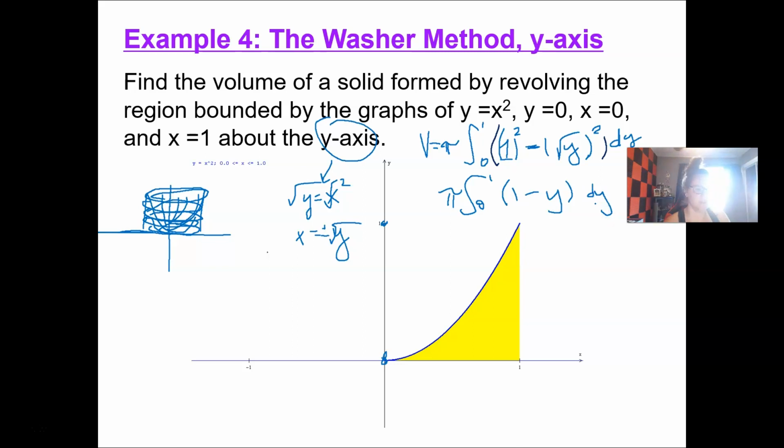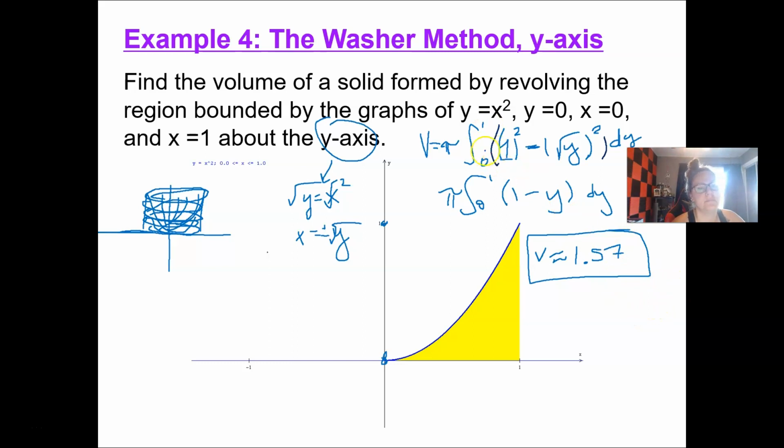Okay, so I'm going to use my phone calculator on Desmos. So pi from 0 to 1 of, let me put my parentheses for Desmos, 1 minus y, close parentheses, and then dy. Okay, and so this would be approximately 1.570, and that would be cubic units because it's volume.